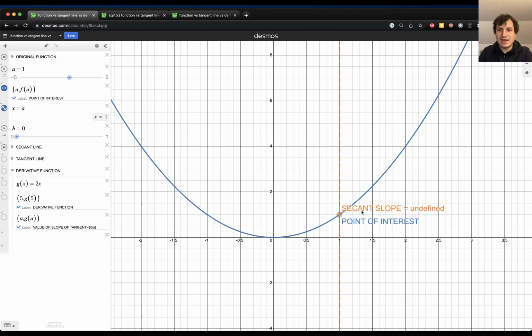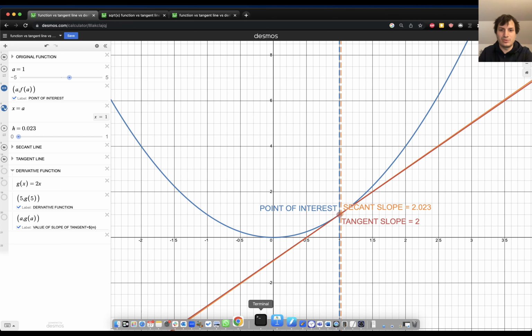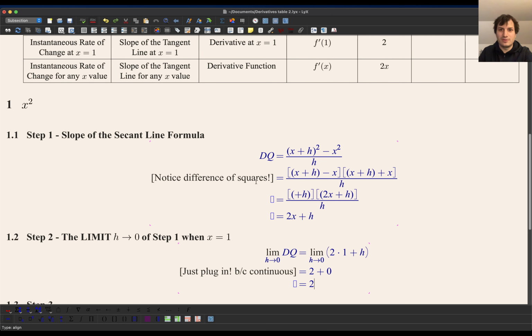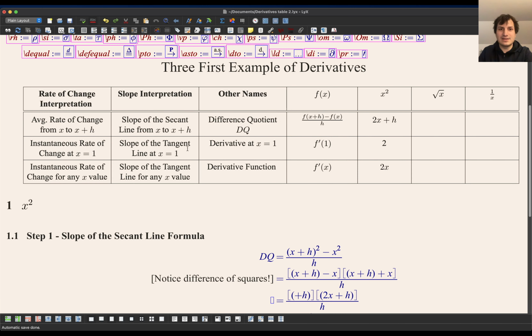So even though the secant line would be undefined there, the limit of the secant line, which is this tangent line, is what the orange line is getting closer and closer to. That red line has a slope of 2. That is what we have just figured out.